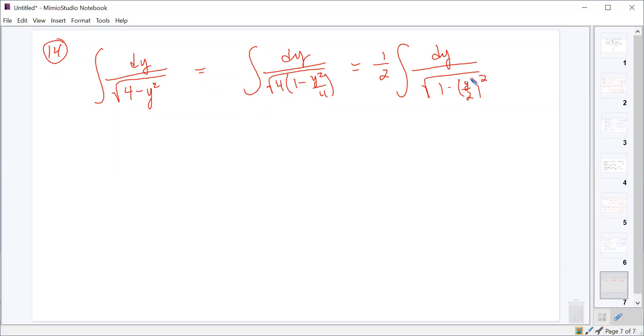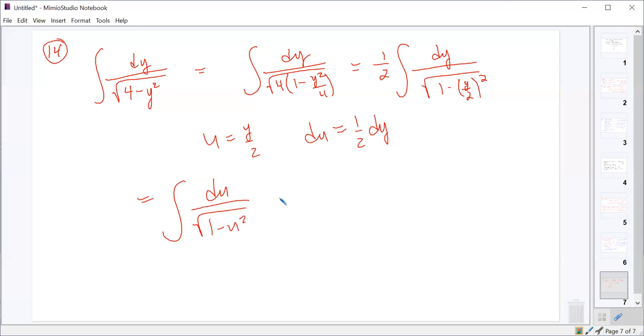And so now that looks just like 1 minus u squared. If I let u equal y over 2, du would be 1/2 dy. And look at that, I got a 1/2 dy. I can get rid of that constant and get rid of that dy and turn it into an integral of du over root 1 minus u squared, which is inverse sine u plus a constant, which is inverse sine y over 2 plus a constant.